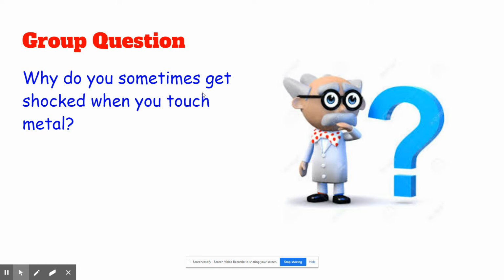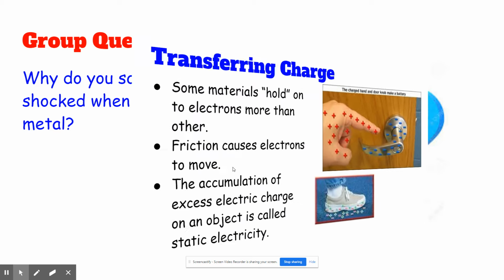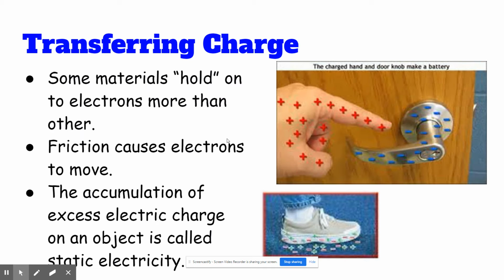So why do you sometimes get shocked when you touch metal? Transferring charge. Some materials hold on to electrons more than others. Friction causes electrons to move. The accumulation of excess electric charges on an object is called static electricity.